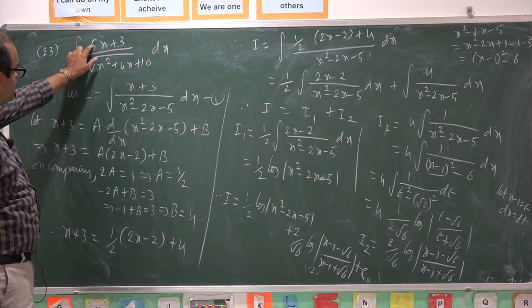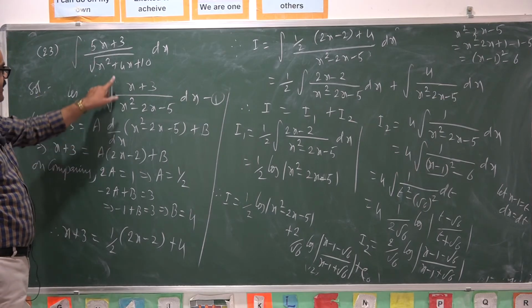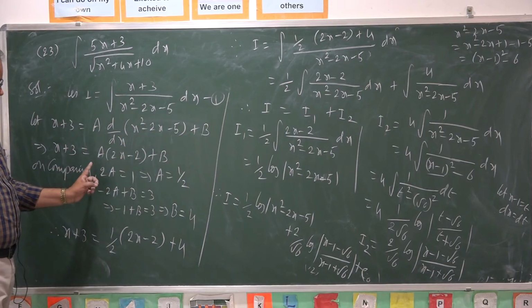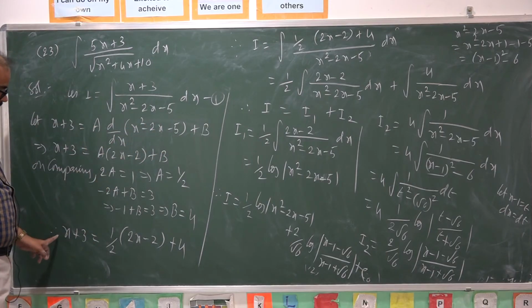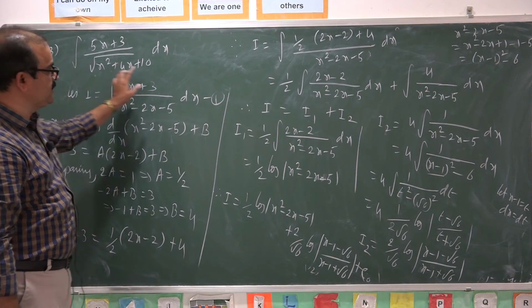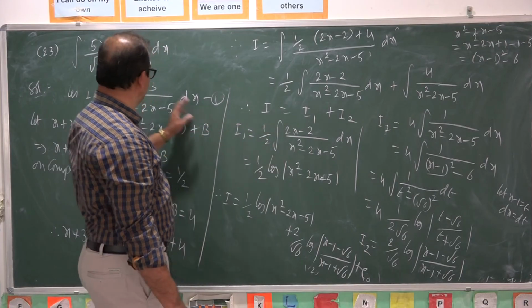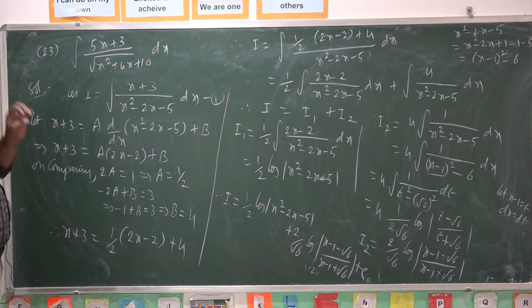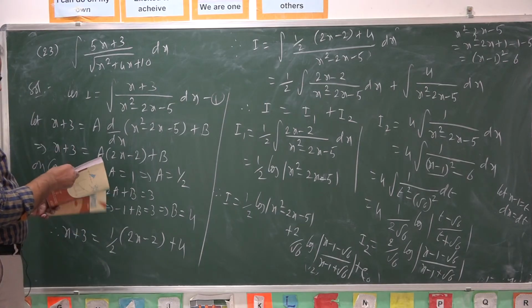So, we take linear form is equal to a into d by dx of quadratic form plus b, and in the same way find the values of a and b. On comparing, you get a and b. Finally, you write I as I1 plus I2. Find I1 value and I2 value separately in the same model. So, try to do this problem 23.